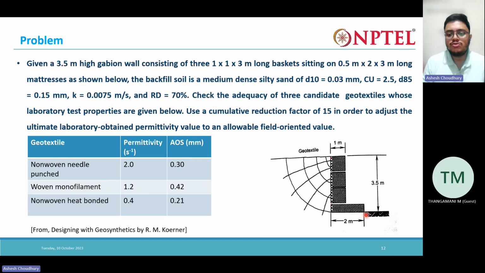So what we need to do is draw this to a proper scale and then try to construct the flow lines and equipotential lines. Why are we drawing these flow lines and equipotential lines? That is because we need to find out the total flow Q.